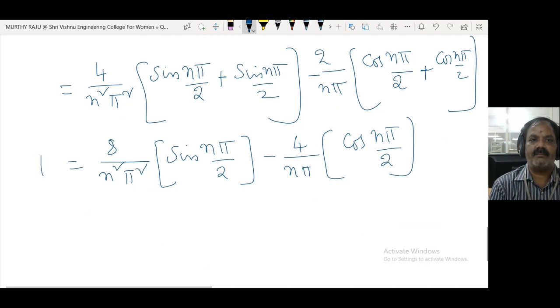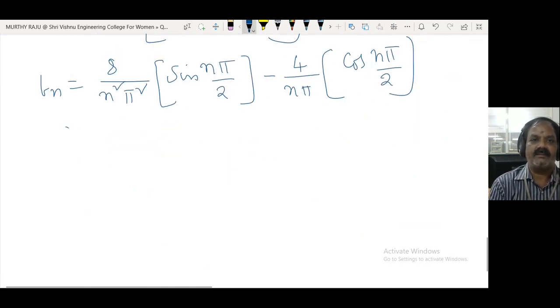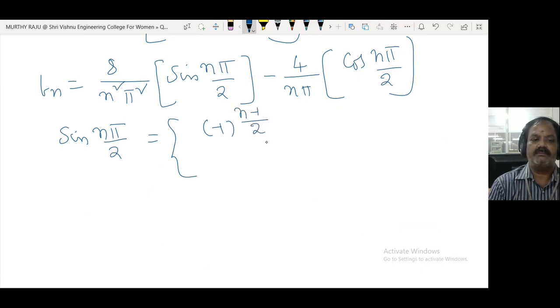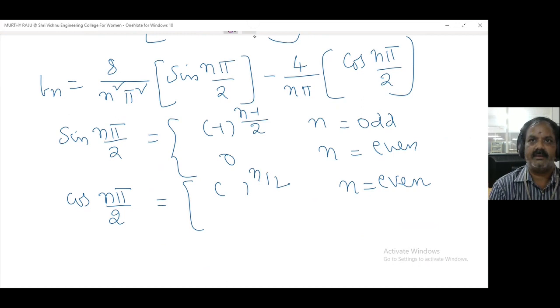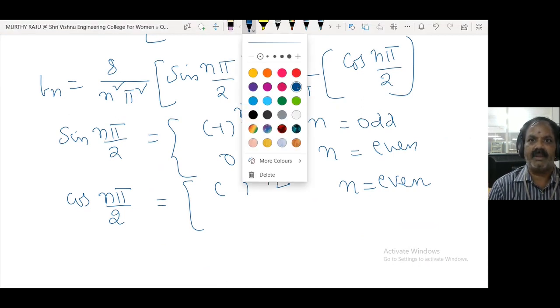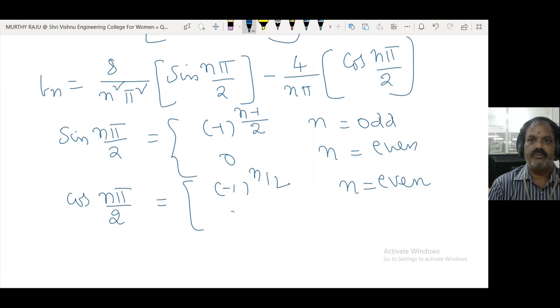Here bn is this one. We know that sine n pi by 2 is equal to minus 1 whole power n minus 1 by 2 where n is odd, and 0 whenever n is even. Similarly, cos n pi by 2 is equal to minus 1 whole power n by 2 whenever n is even, and 0 when n is odd.